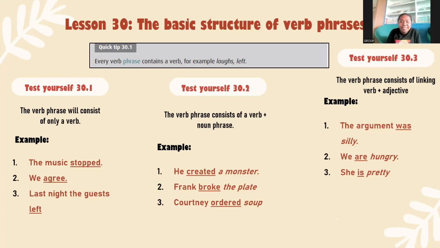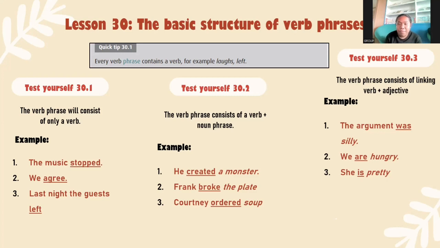All right, the next material is going to be explained by me. So, for lesson 30, the basic structures of verb phrases. Every verb phrase contains a verb. For example, laughed. For test yourself 30.1, the verb phrase will consist only of a verb. So, for the example, number 1, the music stopped. Stopped is a verb. Second is we agree. Agree is a verb. And the third, last night the guest left. Left is a verb.